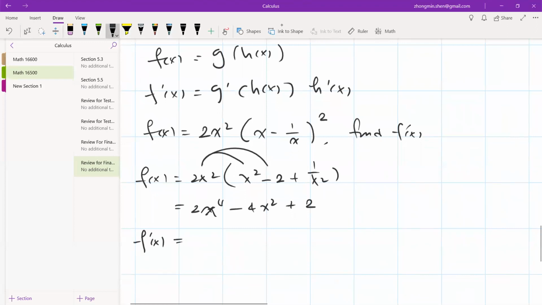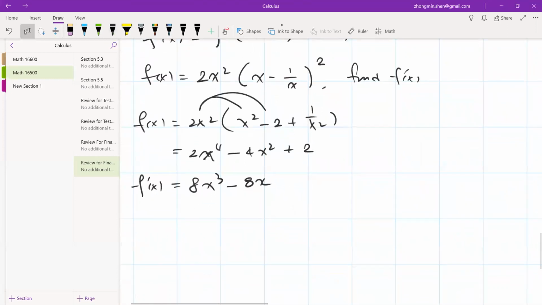So before you do that, you should look at whether you can simplify the functions or not. So it's going to be 8x cubed minus 8x. That's it. But if you want to apply the product rule and the quotient rule, yes, it's very complicated. It works. But in some cases, you have to do that.